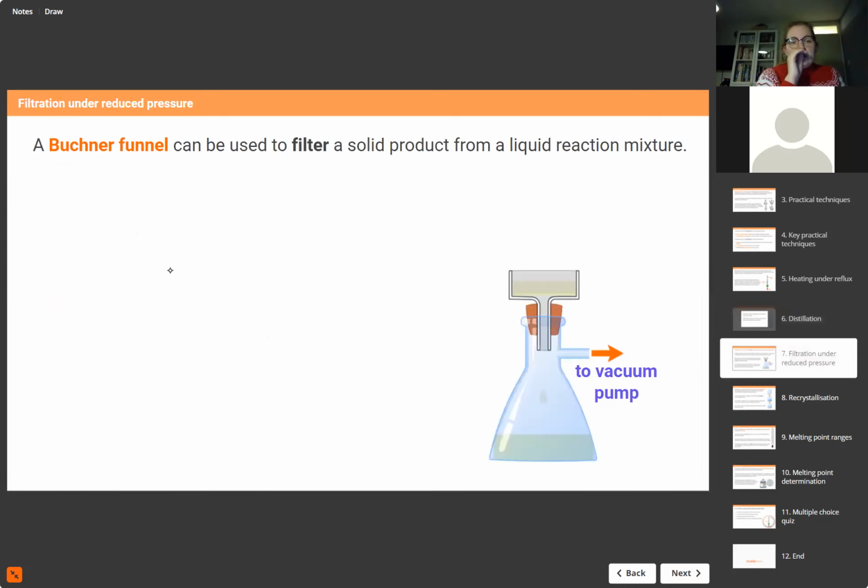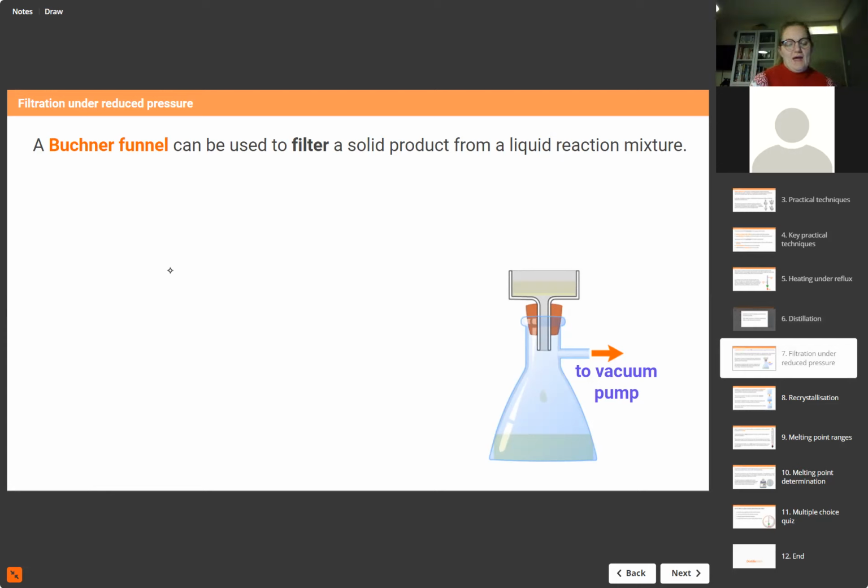We can actually do filtration. Filtration, we often think of a filter funnel and a solid and a filter paper, which is fine, but we can also filter under reduced pressure. And this is where we use a special type of funnel called a Buchner funnel. And this can be used to filter a solid product from a liquid reaction mixture.